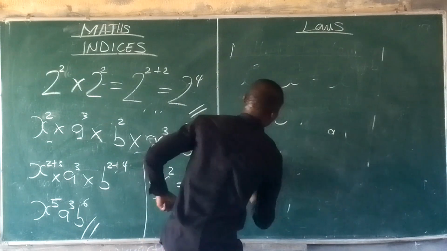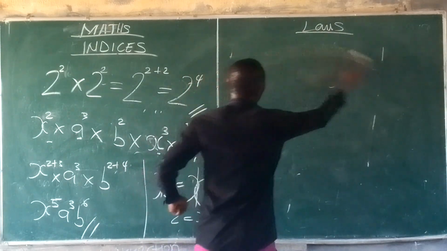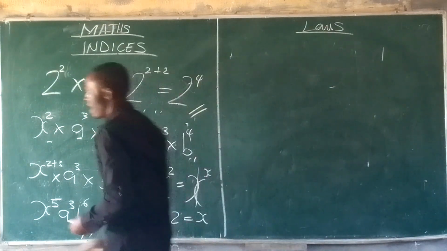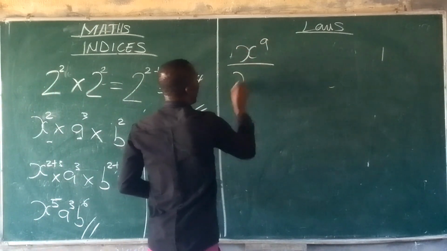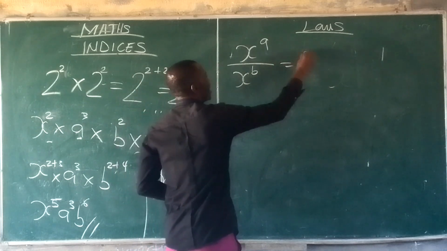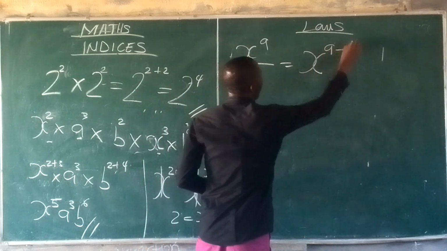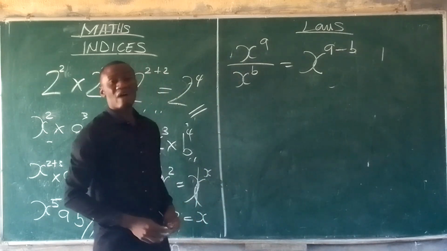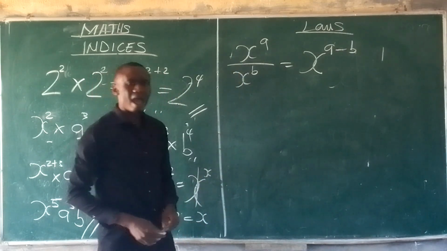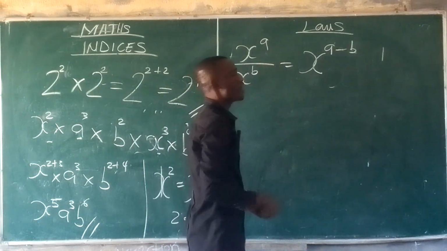law of division. Under the law of division, we have that when you have x to the power of a divided by x to the power of b, that is going to give me x to the power of a minus b. So that's just a simple term there. x to the power of a divided by x to the power of b is going to give me x raised to the power of a minus b.